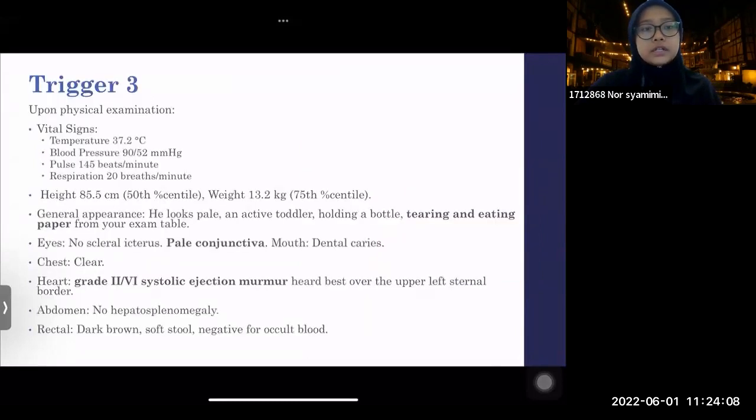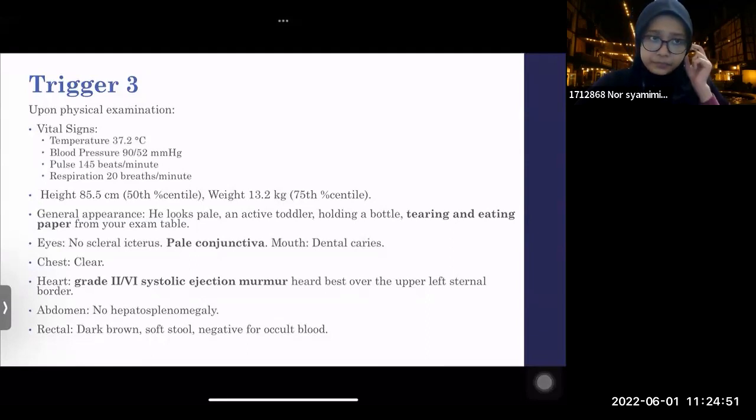So on this patient, figure 3, upon examination, all the vital signs are normal. Patient height and weight is according to the centile, but the patient looks pale. Another important point is the patient is tearing and eating paper from the exam table. So this indicates the patient has pica. Other findings, the patient has pale conjunctiva. And on auscultation of the heart, there's a grade 2 systolic ejection murmur. From this case, I think this systolic ejection murmur can be an innocent ejection murmur that is caused by the increased blood velocity due to underlying anemia in this patient. Okay, other findings are unremarkable.